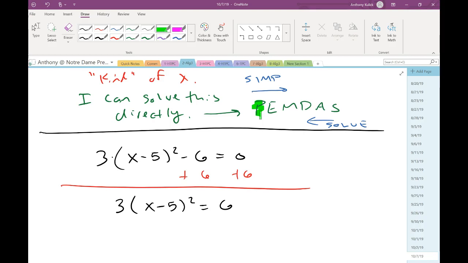What should I deal with next then? I see some multiplication. I should deal with that before I get to the exponent. Again, because I'm solving, I'm going from right to left. So how am I going to get rid of this times 3? I'll just divide by 3.